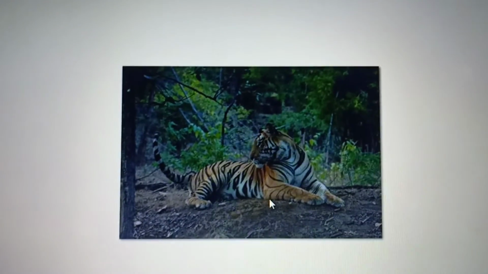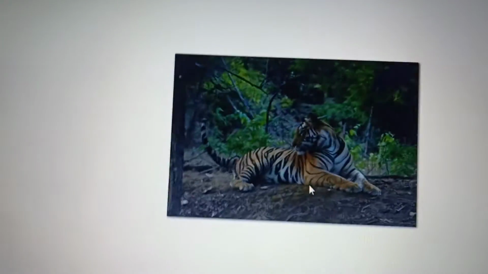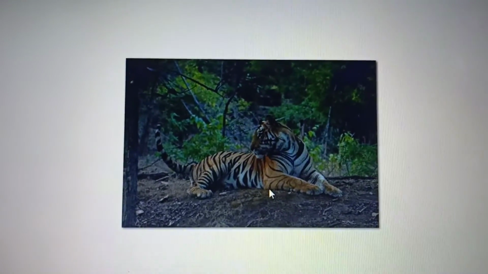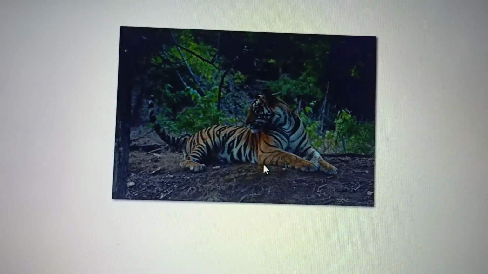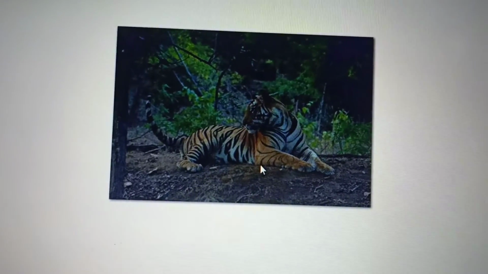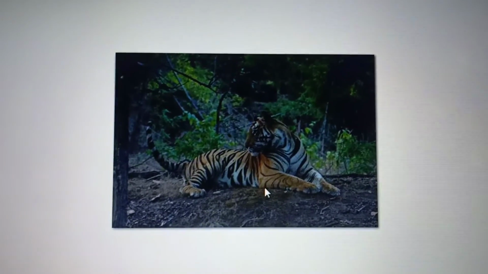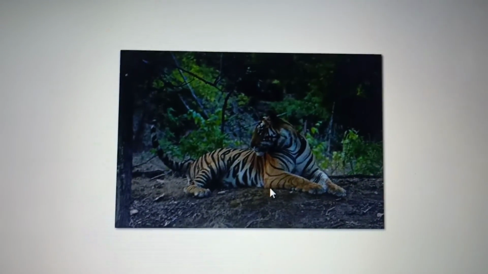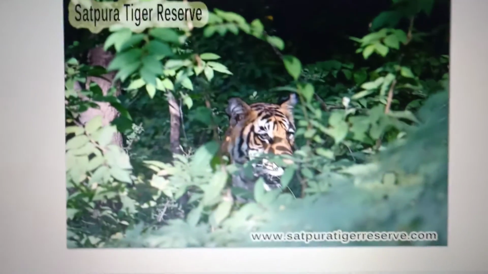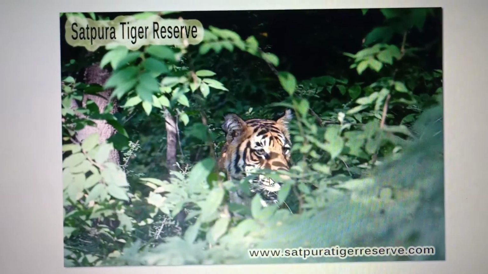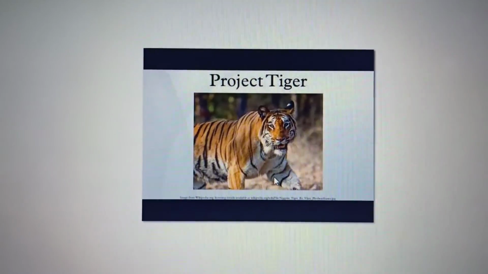And this is Project Tiger. See, Project Tiger was launched by the government to protect the tigers in the country. The objective, the aim of this project was to ensure the survival and maintenance of the tiger population in the country, to increase the tiger population in the country. Okay, so this is Satpura Tiger Reserve. You have the Satpura Tiger Reserve, to which they give special importance. They give more importance to the tigers. This is Project Tiger, which was launched by the government.